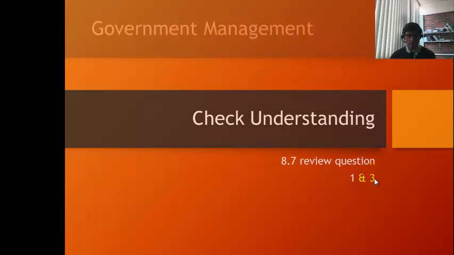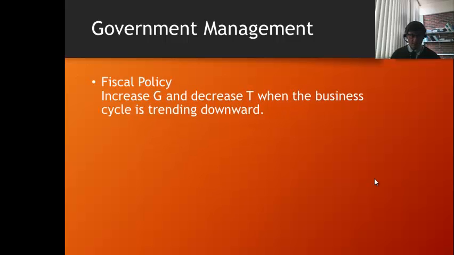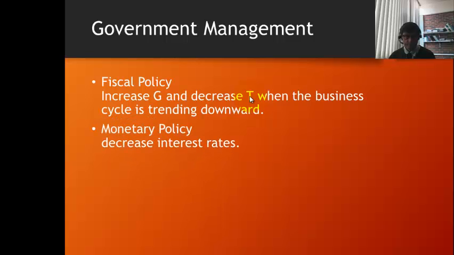Now let's look at government management lastly. As I mentioned before, the Australian government can use government spending and taxation to manage the economy. So when the business cycle is trending downwards and they're trying to address the problem of unemployment, they will increase government spending and decrease taxes to allow more money in the circular flow. The Reserve Bank can decrease interest rates to make it easier to spend and lend, and to discourage people from saving their money as interest rates are lowered.